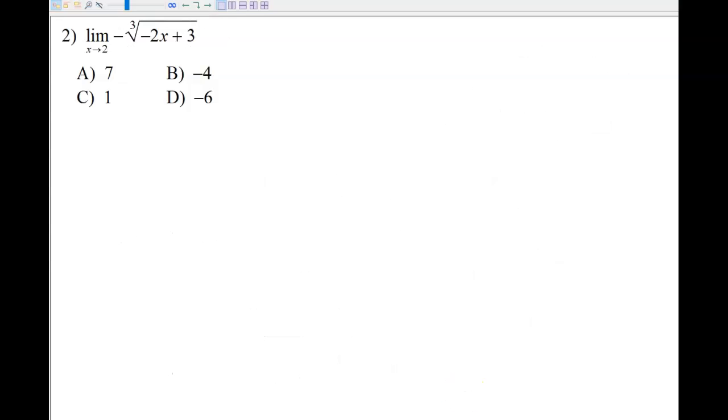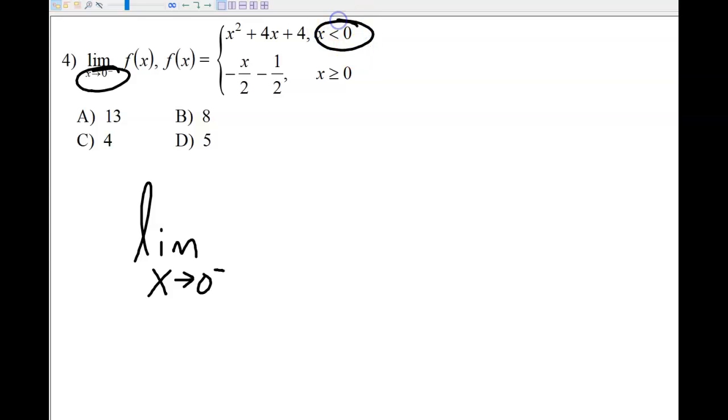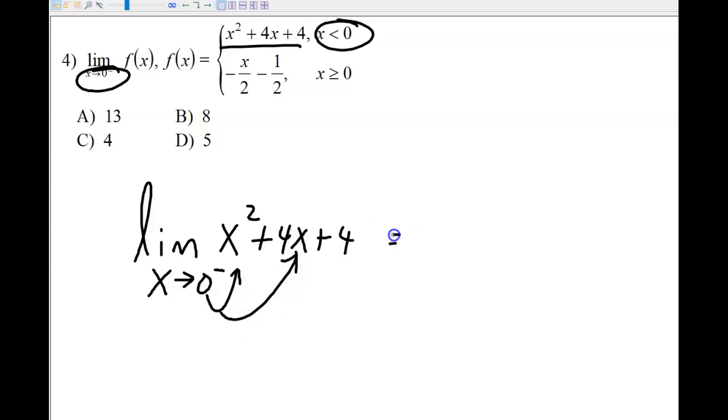Alright, let's go ahead and take a look at the next even problem, number 4. This is a piecewise function, and I'm being asked to find a one-sided limit. I'm being asked to find the limit as x approaches 0 from the left. Now, if you're trying to approach 0 from the left, then you're going to use the part where x is less than 0. So I'll be doing direct substitution with this piece of the piecewise function. And so if we just plug 0 in for x, we end up with 4 as a final answer.